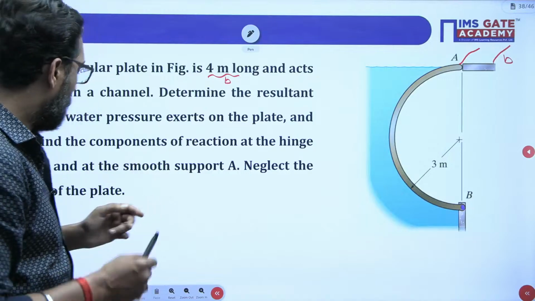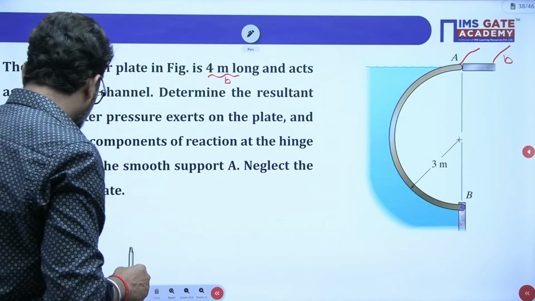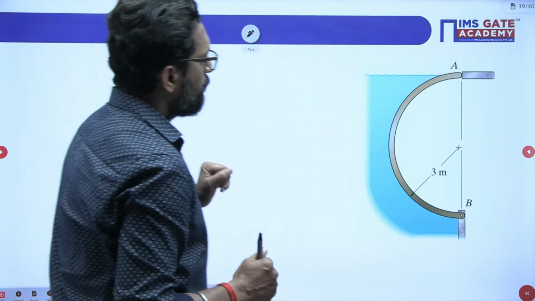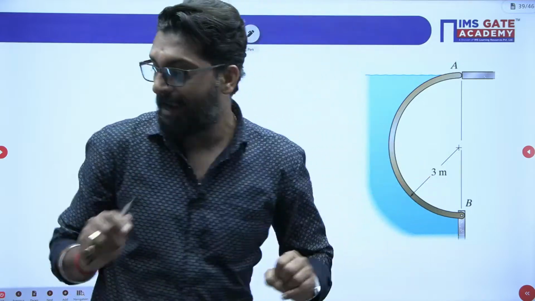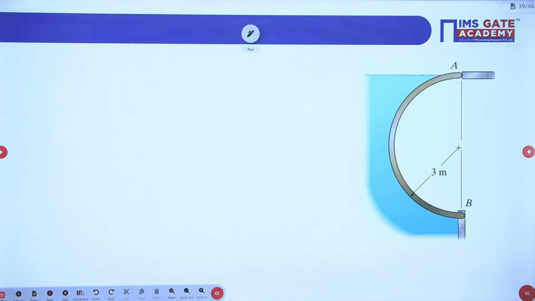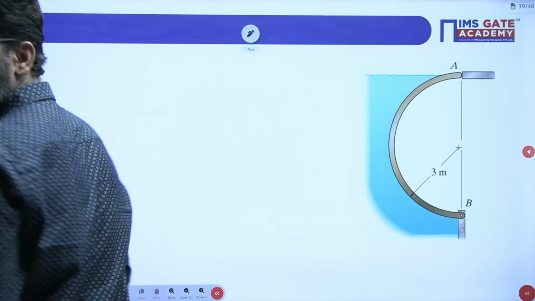Okay, let's start. Now, my dear, how do we find the horizontal force? The horizontal force will be found like this. I have a little bit of time, no problem.